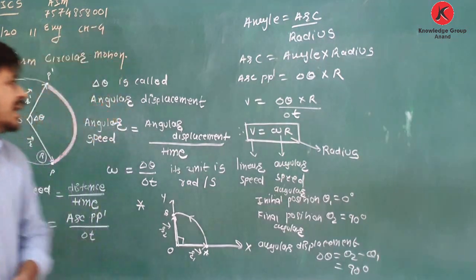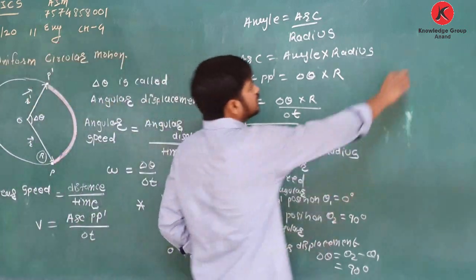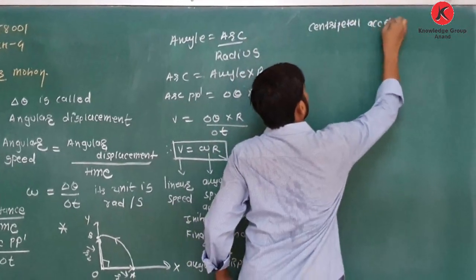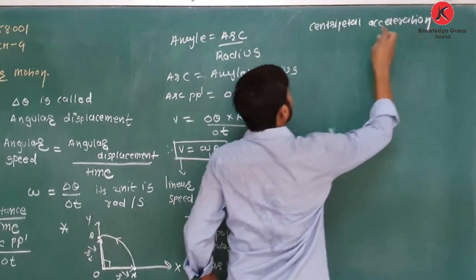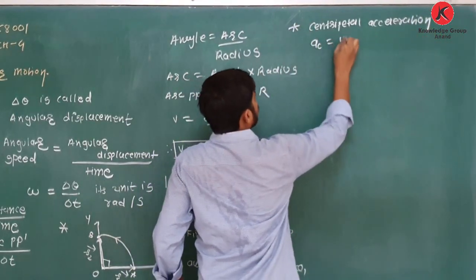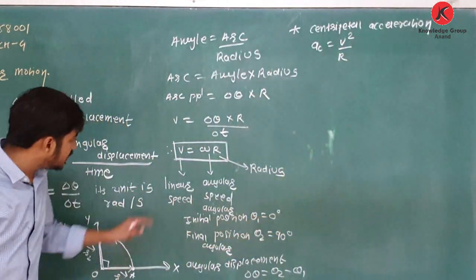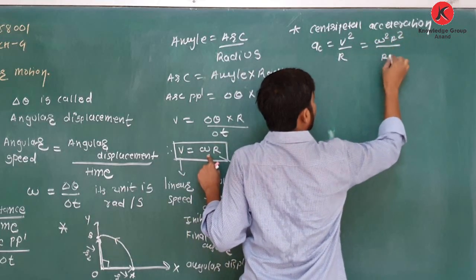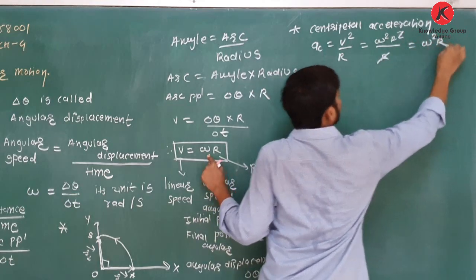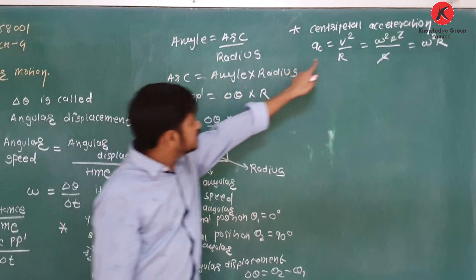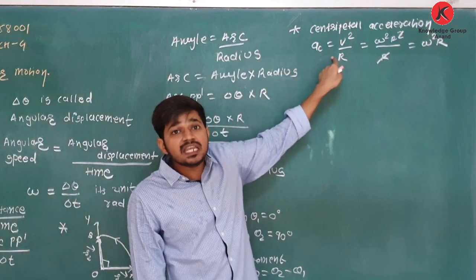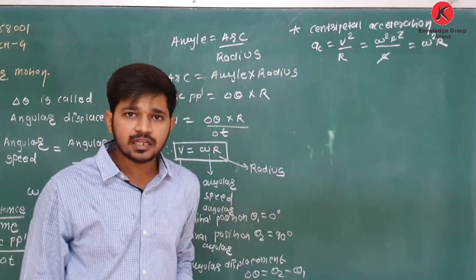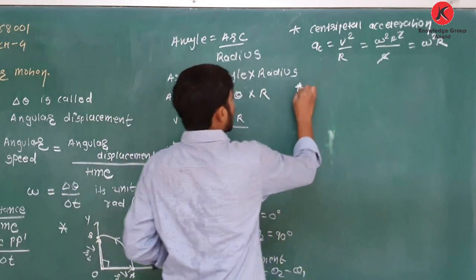Clear about this? Okay. Now, in the last lecture, we derived one equation of centripetal acceleration. What is the equation of centripetal acceleration? a_c is equal to V square upon R. But now I can write V is equal to omega R. So I can write this equation as omega square R square upon R. R cancels, and it is equal to omega square R. This equation a_c is equal to V square upon R is in the form of linear speed, and this one is in the form of angular speed. Clear about this?